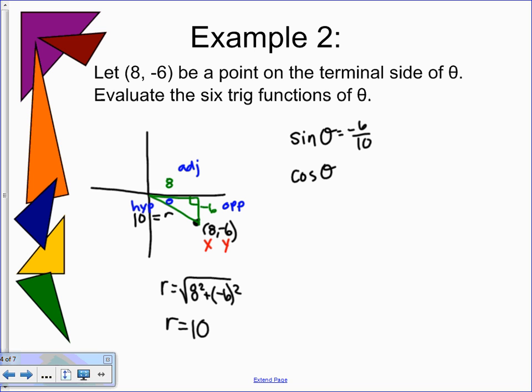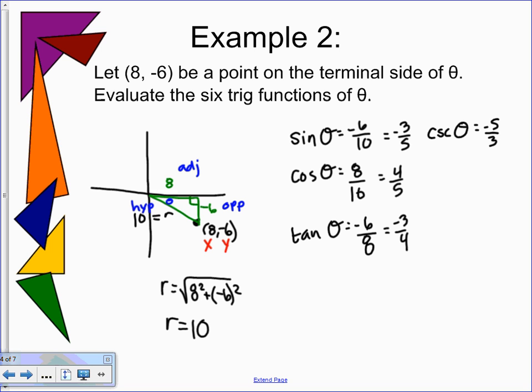Cosine is 8 over 10. And tangent is negative 6 over 8. And you should do what with these fractions? Simplify, reduce. So we would have negative 3/5, positive 4/5, and negative 3/4. And then after I simplify them, I can flip them to get my reciprocals. Negative 5/3, 5/4, and negative 4/3. And I have my 6 trig ratios.